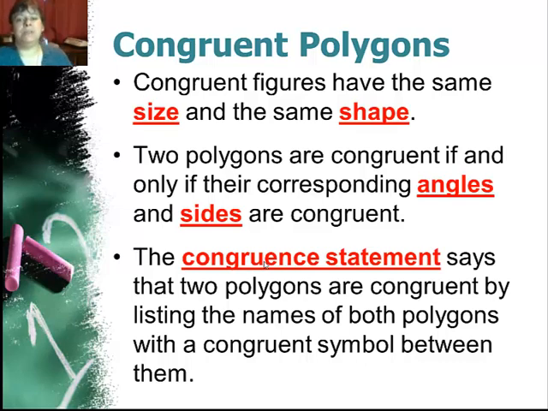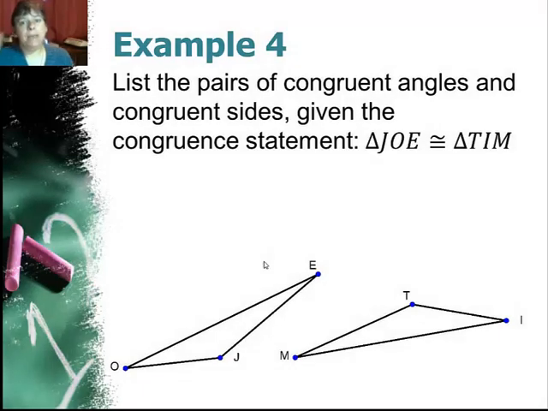The congruent statement says that 2 polygons are congruent by listing the names of both polygons. So normally in a problem, we might ask you to write the congruent statement. Tell us how one polygon is congruent to the other. And you need to have the order of the vertices to match. So if angle A goes with angle M over here, A and M should be in the same position in the name. So list the pairs of congruent angles and congruent sides given the congruent statement that triangle Joe is congruent to triangle Tim. Now it's nice to use names because it helps us keep everything in order.